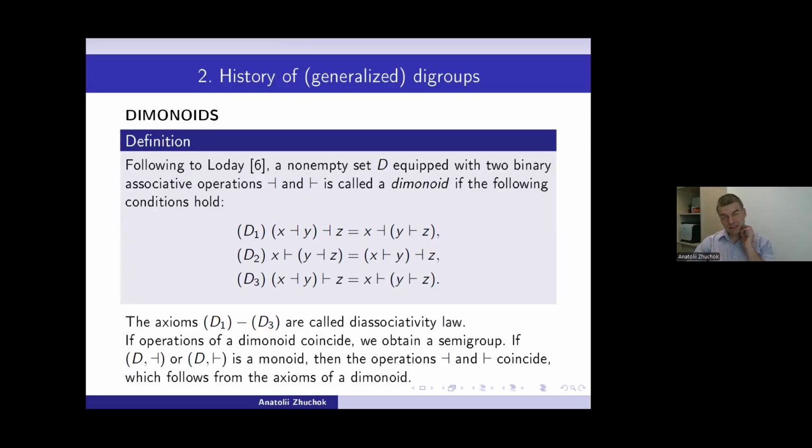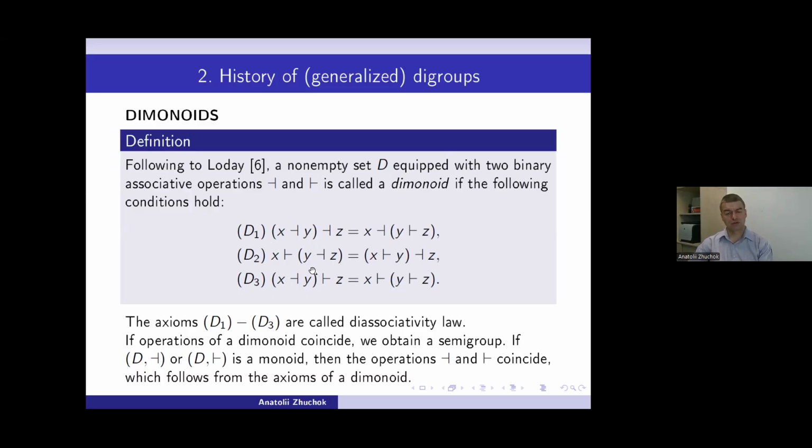Okay, and next section, the history of D groups. I start from the definition of the deassociativity law. Loday introduced the deassociativity law. A non-empty set D with two binary associative operations is called a diamonoid if these three conditions hold. You can see D1, D2, D3. These axioms are called the deassociativity law.